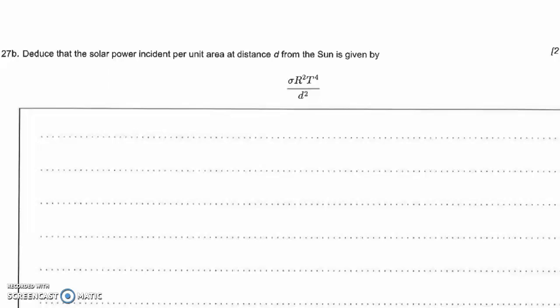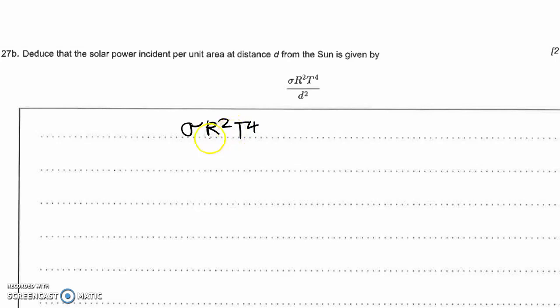So deduce that the solar power incident per unit area at a distance d from the sun is given by that equation. So what you're going to do here is you know that the sun is the shape of a sphere. So you're going to plug that in for the surface area part. So here what you're going to do is plug that in on the bottom. So it'll be sigma r squared T to the fourth.